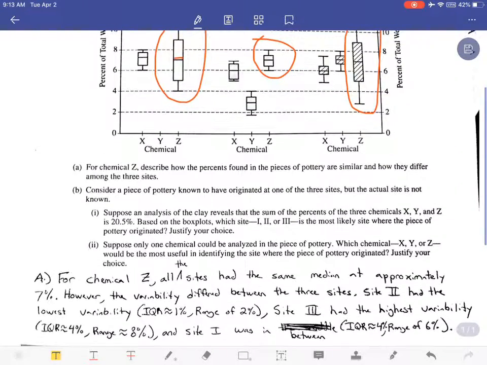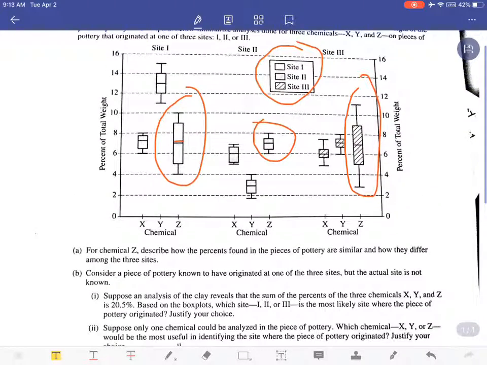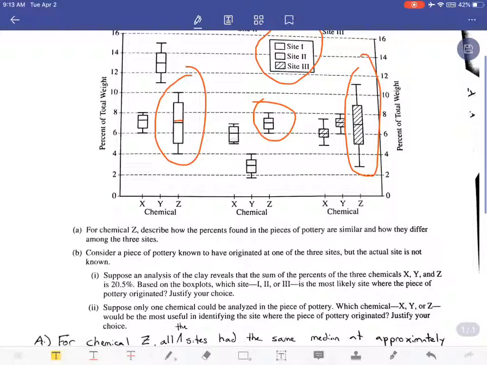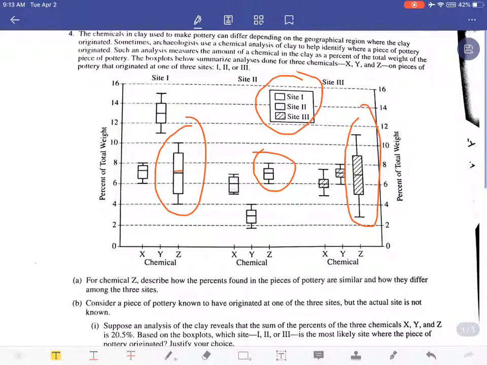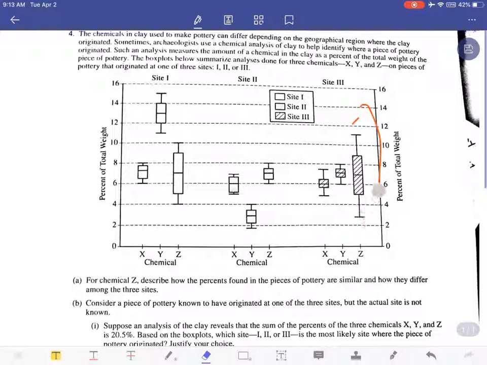Let's go to the last part, part 2. Suppose only one chemical would be analyzed, the piece of pottery. Which chemical would be most useful in identifying the site where the piece of pottery originated? Let me erase all this used from the first part. As we're thinking about this, we really want to look for the chemical that is the most different, right? Because if the chemical is the same at all 3 sites, and we're only looking at that chemical, it's not going to help us determine which site it came from.